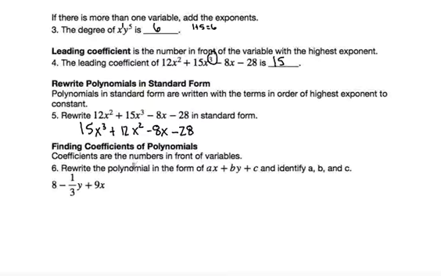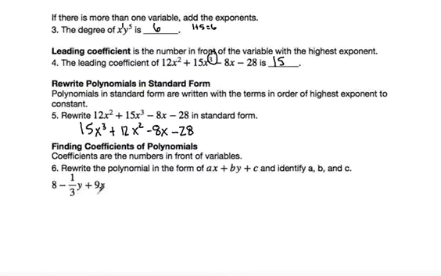Finding coefficients of polynomials. Coefficients are the numbers in front of the variables. In number 6, it asks us to rewrite the polynomial in the form ax plus by plus c and identify what a, b, and c would be. We've got 8 minus 1/3 y plus 9x. They want us to rewrite it so that we have our x term first.